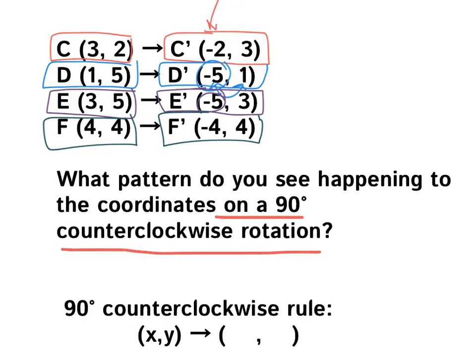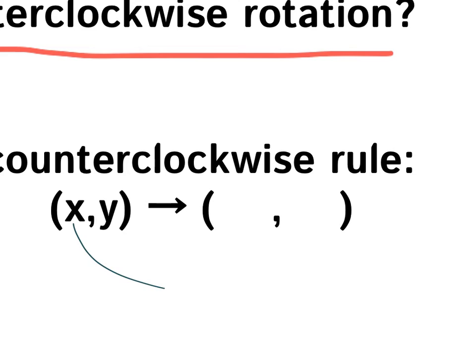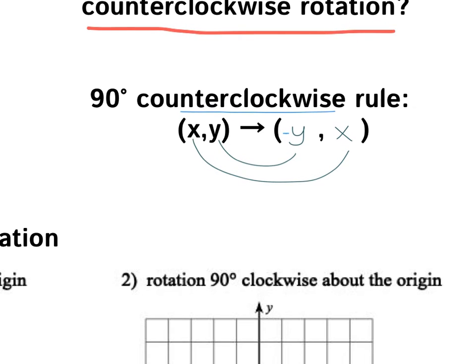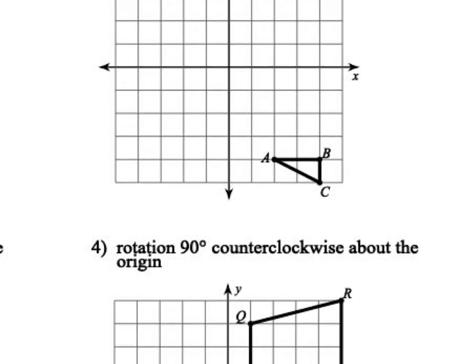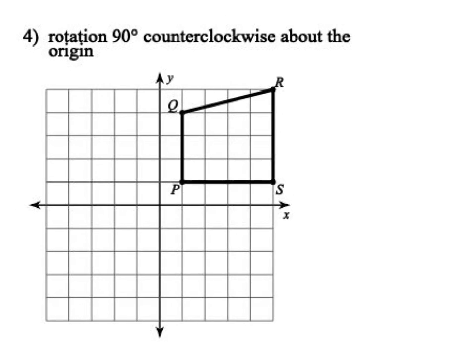new spots, new sign. The rule is XY becomes YX, they switch, and then it is counterclockwise, so the left side is going to get a new sign. So let's try one of these out. I'm going to come down here and do a counterclockwise rotation.